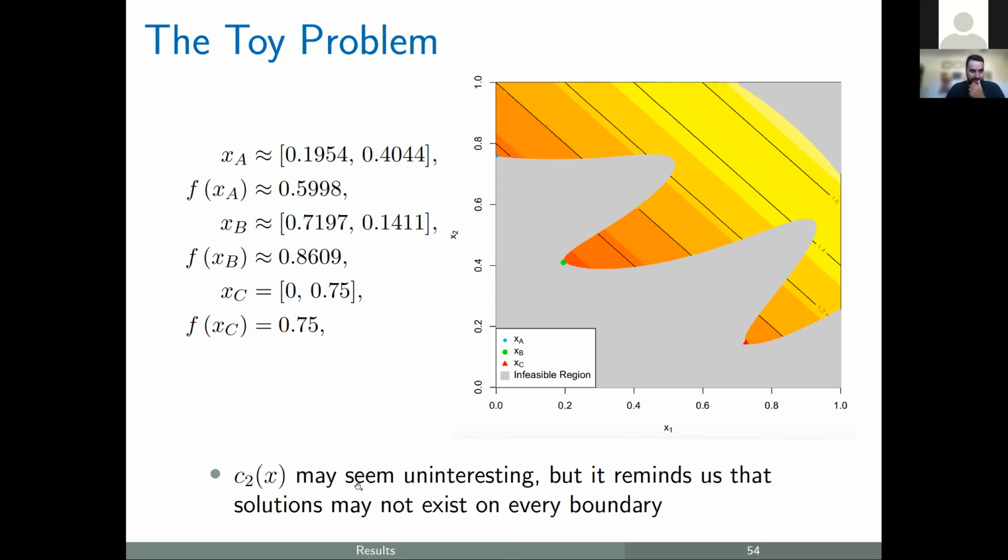We had this note that constraint 2 may seem uninteresting. So constraint 2 defines this region up here. But it reminds us that solutions may not exist on every boundary, right? So this solution only exists on one of the boundaries of the constraint space, but you have this other part that kind of cuts off your space up there.